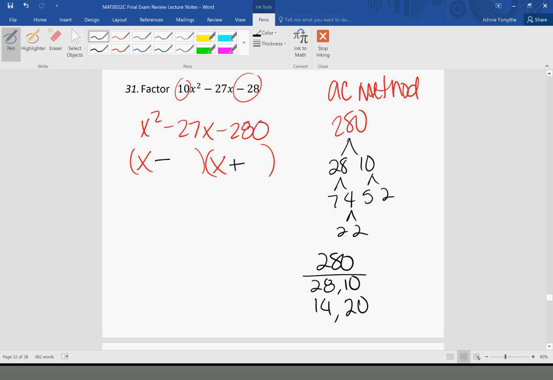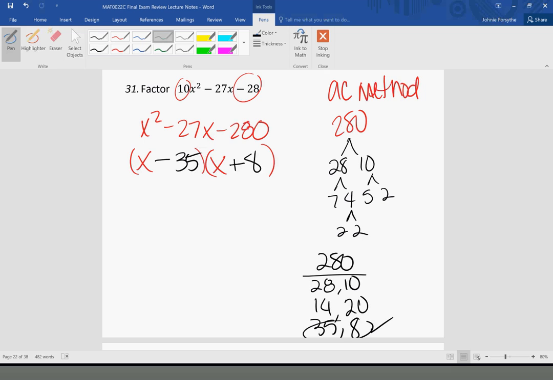Let's see. 7 times 5, so 35. 7 times 5, and then 2 times 2 times 2. 2 times 2 is 4, times 2 is 8. 35 and 8. 35 times 8 is 280, and 35 minus 8 is 27. Bingo! We found the one we want. So I'm going to always put the bigger factor first. So I'm going to put 35 and then 8. Okay.